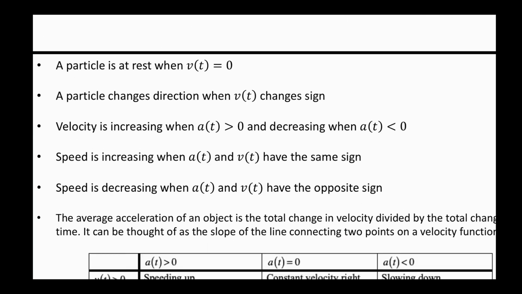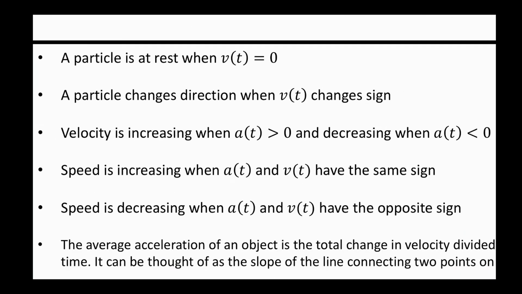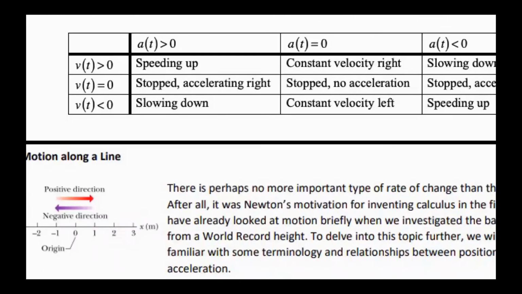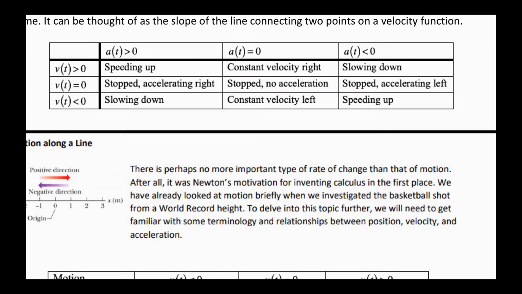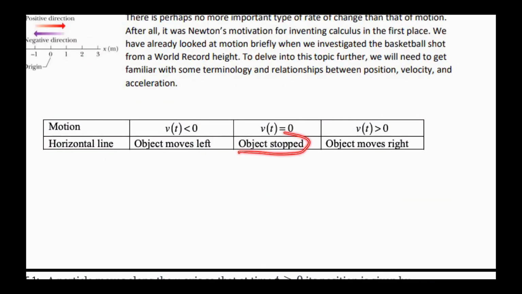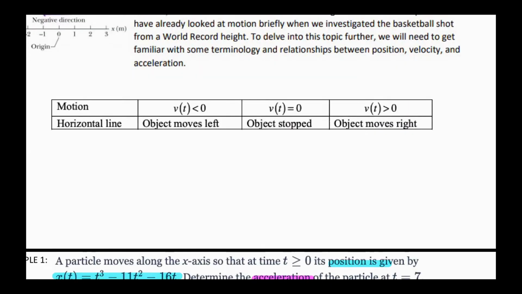So you can look, particle is at rest, velocity is 0. It's written right there. It's written in the table here. Stopped, right? Or it's written right here. Object is stopped. Either one of those will tell you the same answer. It's when this equals 0, right? Okay.